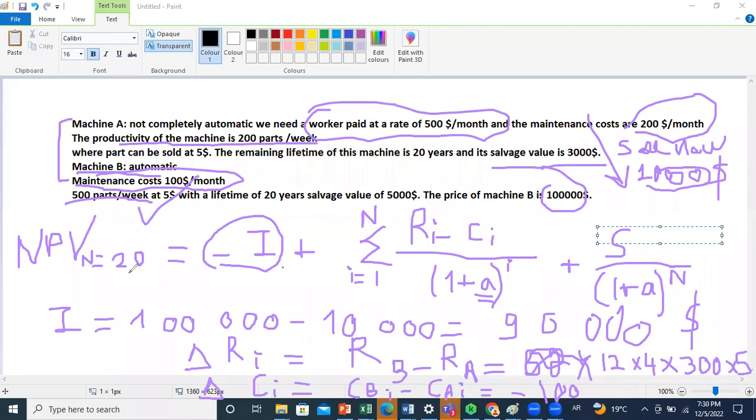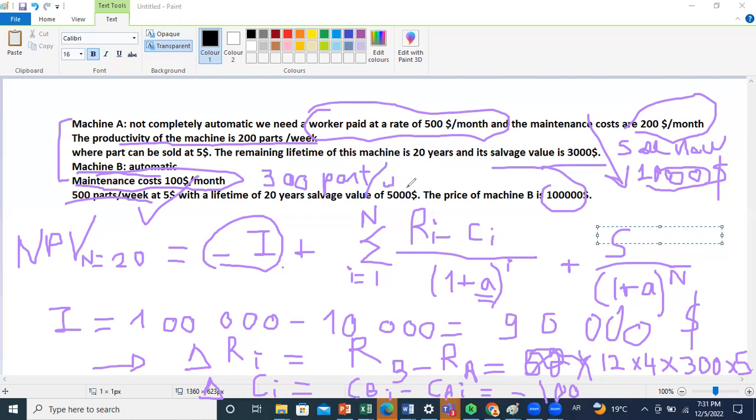So first, to look at the enhancement in productivity, we can calculate delta RI, which is the income per year from machine B minus the income per year from machine A. If we compare the productivity of the two machines, we can see that we have an increase in productivity from 200 parts per week to 500 parts per week. This is why we can say that since per week the increase is 300 parts, we have for each week 300 additional parts.